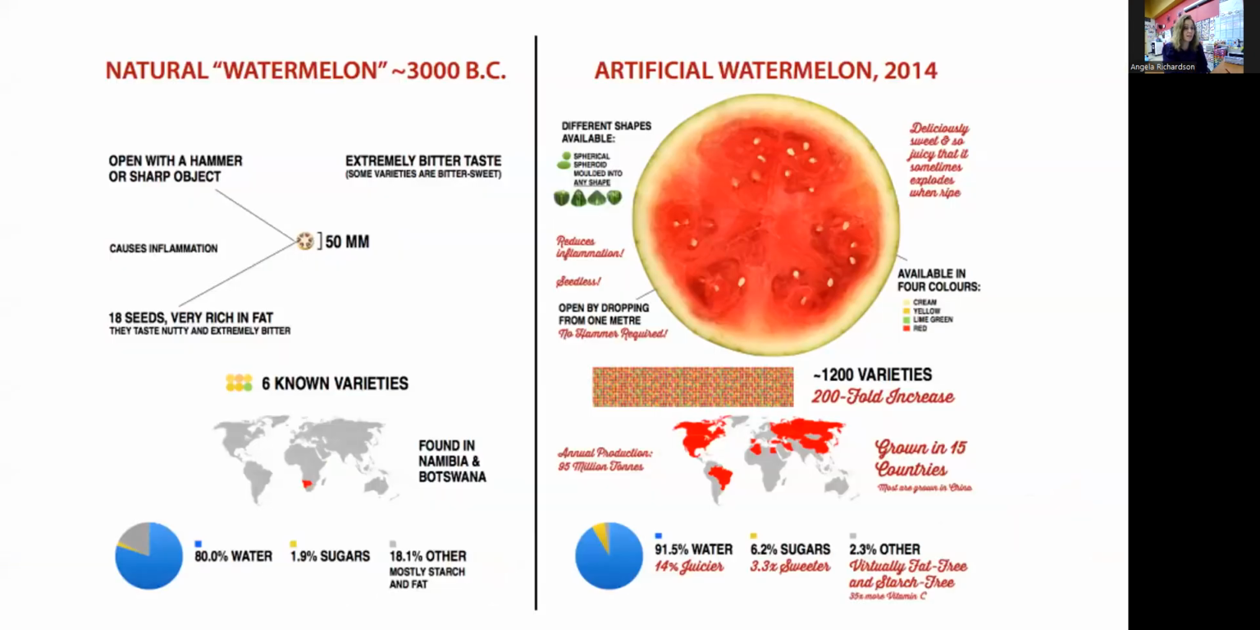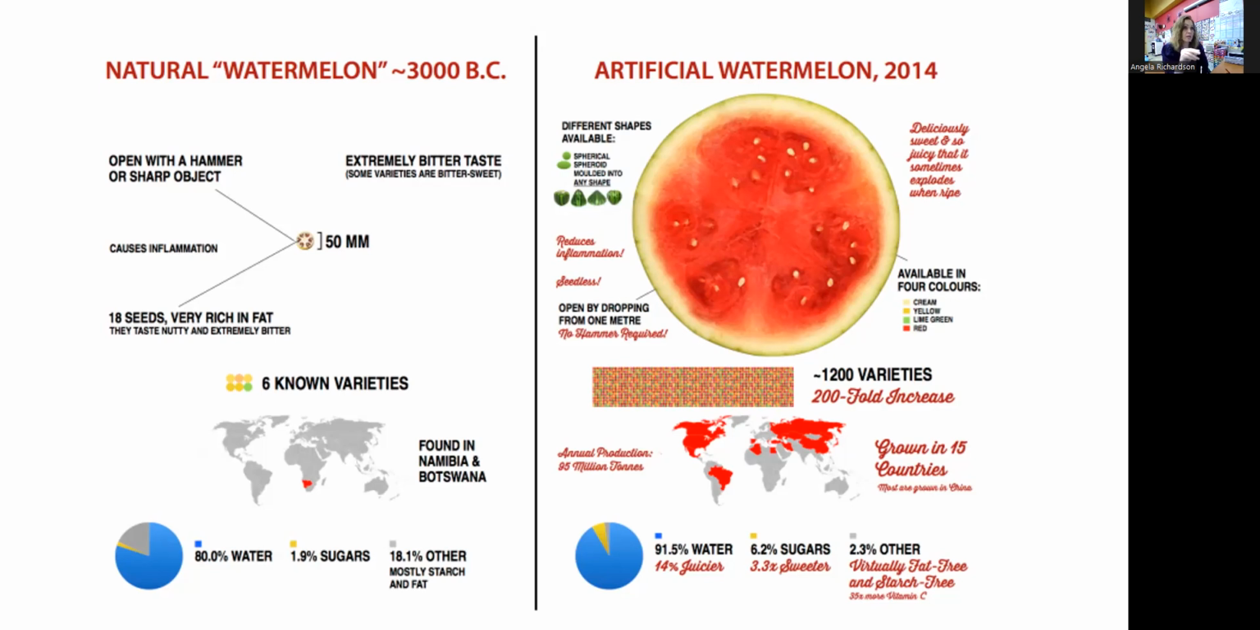If we look at how watermelon has changed over the years, humans have been growing watermelon for approximately 5,000 years. When it first started off, it was in small parts of one part in Africa. If you look at the information over here, there were only 6 varieties of it. It's very rich in fat. It's very bitter. You had to smash it with a hammer or a rock to get it open. 80% water, 2% sugars, 18% starch and fat. Now we can grow it in North America, South America, Africa, Asia, a couple places in Europe, not so much in Australia.